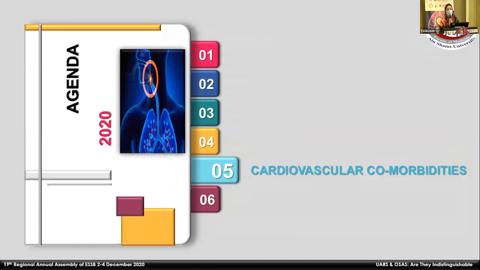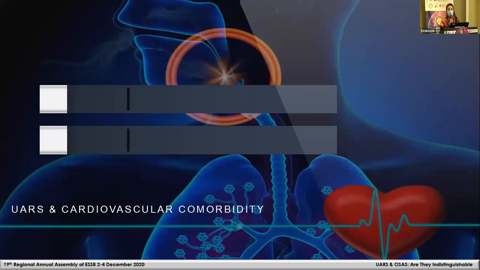Now coming to the cardiovascular comorbidities. As we all know, obstructive sleep apnea is closely linked to cardiovascular consequences, mainly because of two cornerstone factors. First is obesity, and second is nocturnal intermittent hypoxia. But this is not the case in upper airway resistance, since patients do not desaturate and they are non-obese. So is there a correlation between the cardiovascular consequences and upper airway resistance? Currently, there is no literature to support a causal association or effect of upper airway resistance on the cardiovascular system. Yet, three proposed mechanisms have been introduced.